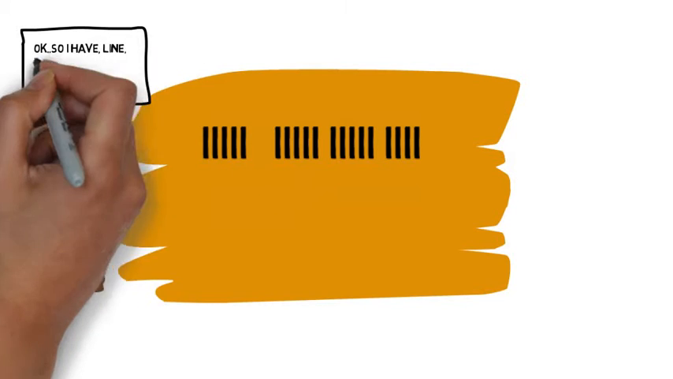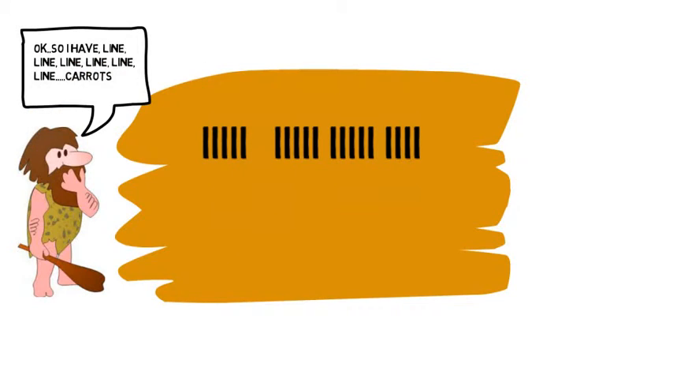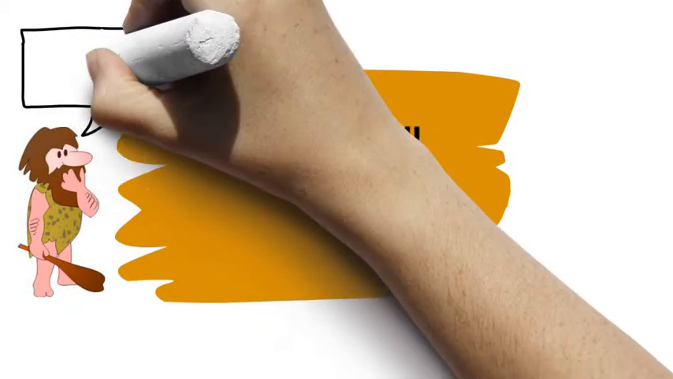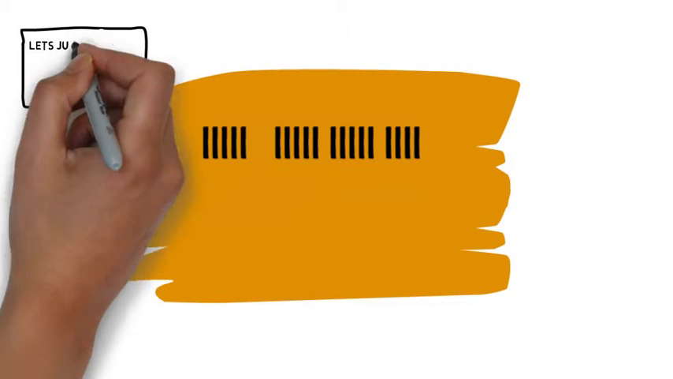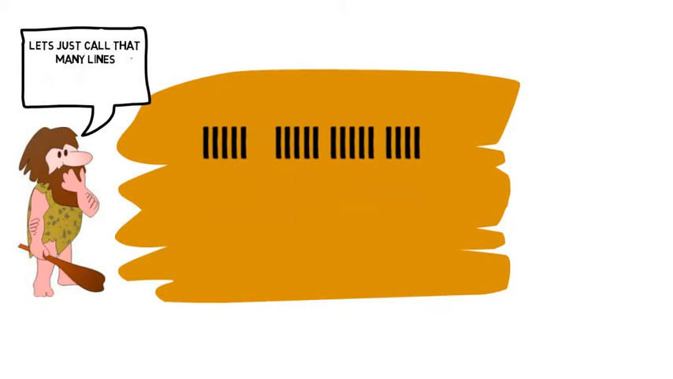But to do this, you need to give names to specific quantities of lines. So you start developing numbers. Now you have a concept of 20 being different from 19. This way, you can count lines, then go out and count carrots, and see if they match.